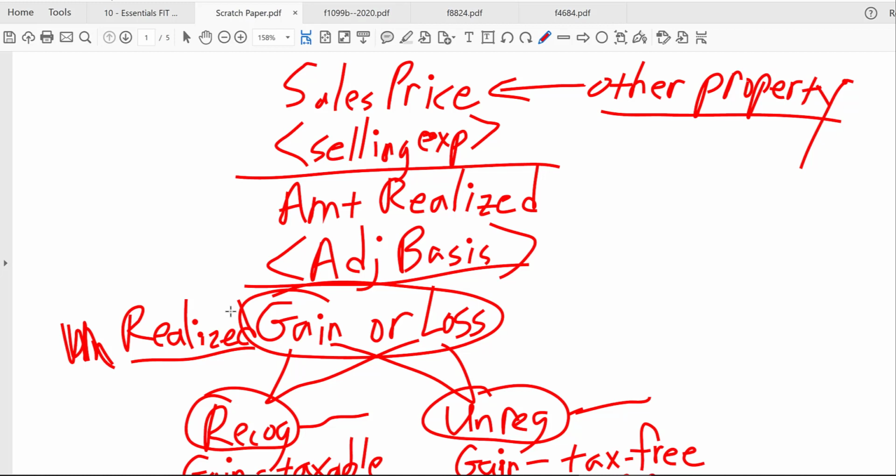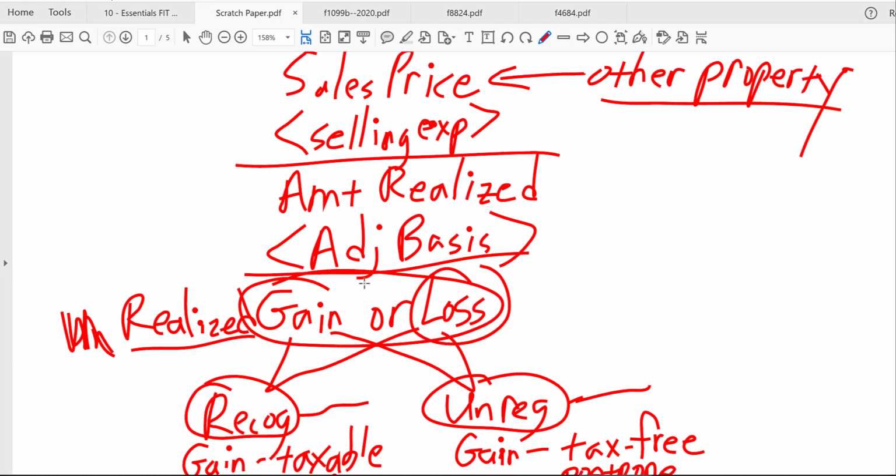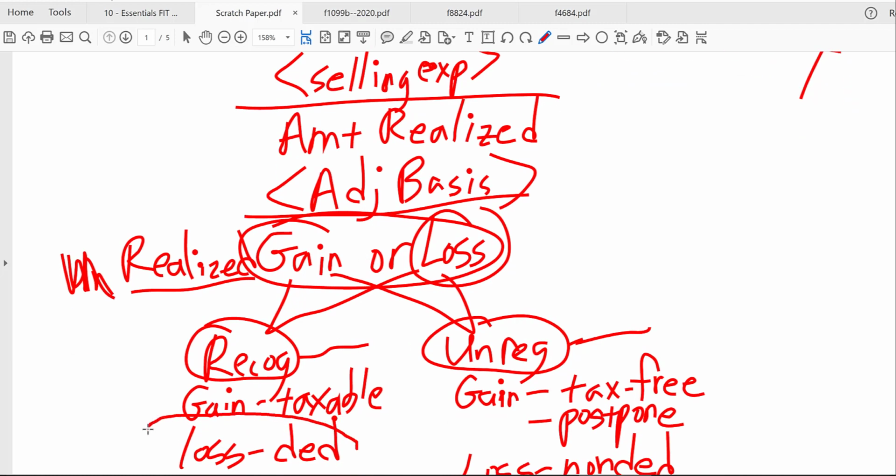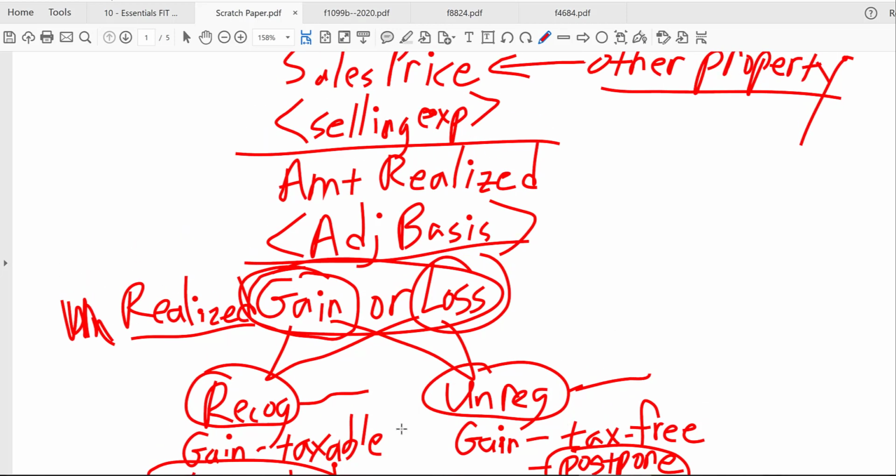Now, if you have a loss, what you want to do is have the loss be recognized. Yeah, you want to get that deduction. But if you have a gain, what you want to do in this case is postpone the gain under the like kind exchange rules. So you still have to go through this gain and loss formula. Again, we don't want to postpone any losses, yeah? We only want to postpone the gain.